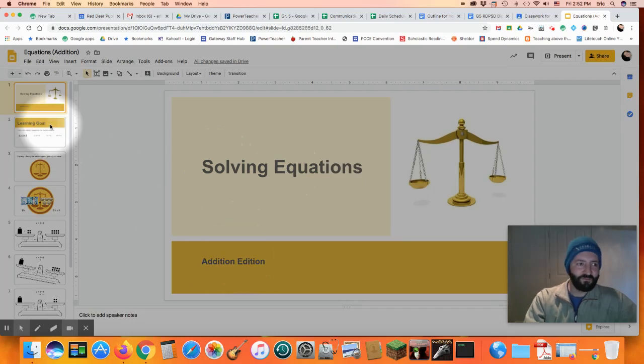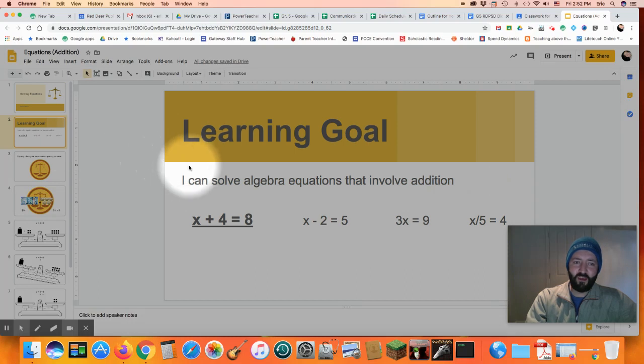Our learning goal for the day is: I can solve algebra equations that involve addition. Now, across the bottom here, I've got algebra equations that involve all four of our operations. We've got addition, subtraction, multiplication, and division. And today we're going to focus only on addition style problems. Throughout the week, we'll be introducing subtraction, multiplication, and division style problems, but let's narrow our focus to addition today.